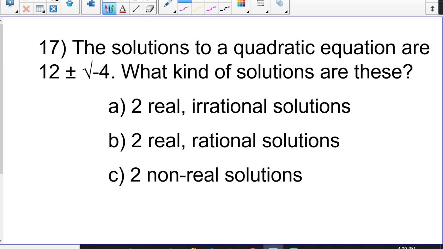The next question is very similar. The solutions to a quadratic equation are 12 plus or minus the square root of negative 4. What kind of solutions are these? Well, it's very similar. There's root 4. However, it's root negative 4. And we said if there's a negative inside the radical, that is a non-real solution. So this is two non-real solutions because we're taking the root of a negative.